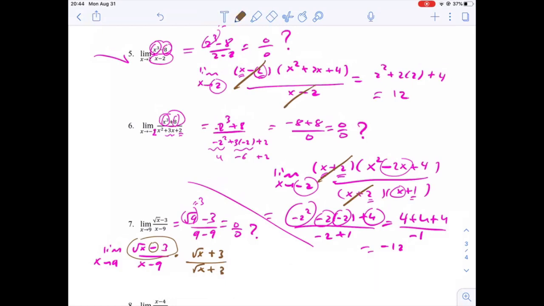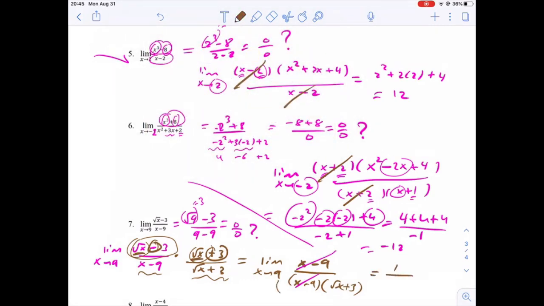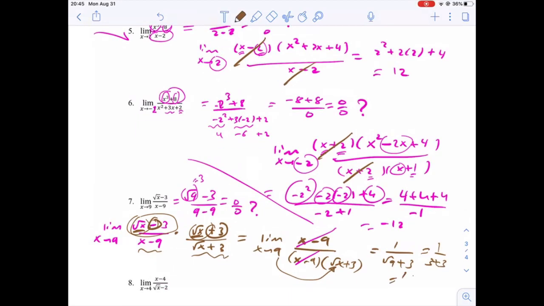Now here we have, after multiplying by the conjugate, we get square of the first, which is x, because square root x times square root x is just x, minus 3 times plus 3 is negative 9. In the denominator, we still have x minus 9 times square root x plus 3. And then we simplify. We cancel x minus 9, and we get 1 in the numerator. And then we plug 9 here. We have square root 9 plus 3, and that's 1 over 3 plus 3, which is equal to 1/6.